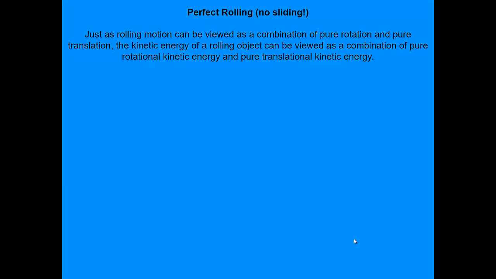Now, let's talk about that energy that it has, and in particular, the kinetic energy of a perfectly rolling object. Well, we said a moment ago that we can treat rolling as if it is the sum of pure rotation and pure translation, linear motion. We can do the same thing with the kinetic energy. So when something is rolling, it is both rotating and moving linearly. And therefore, its kinetic energy has a rotational part and a translational part.